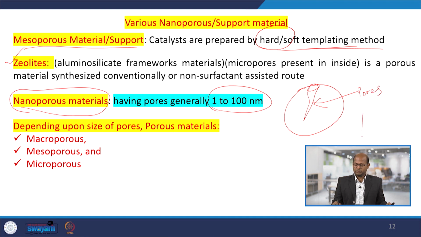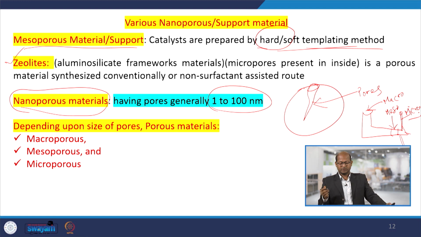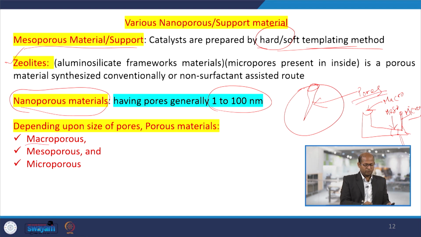These pores may be different types of pores. This is macropores, this is mesopores, and this is micropores. Depending upon the pore diameter, as I have already discussed, we can classify pores as macropores, mesopores and micropores.